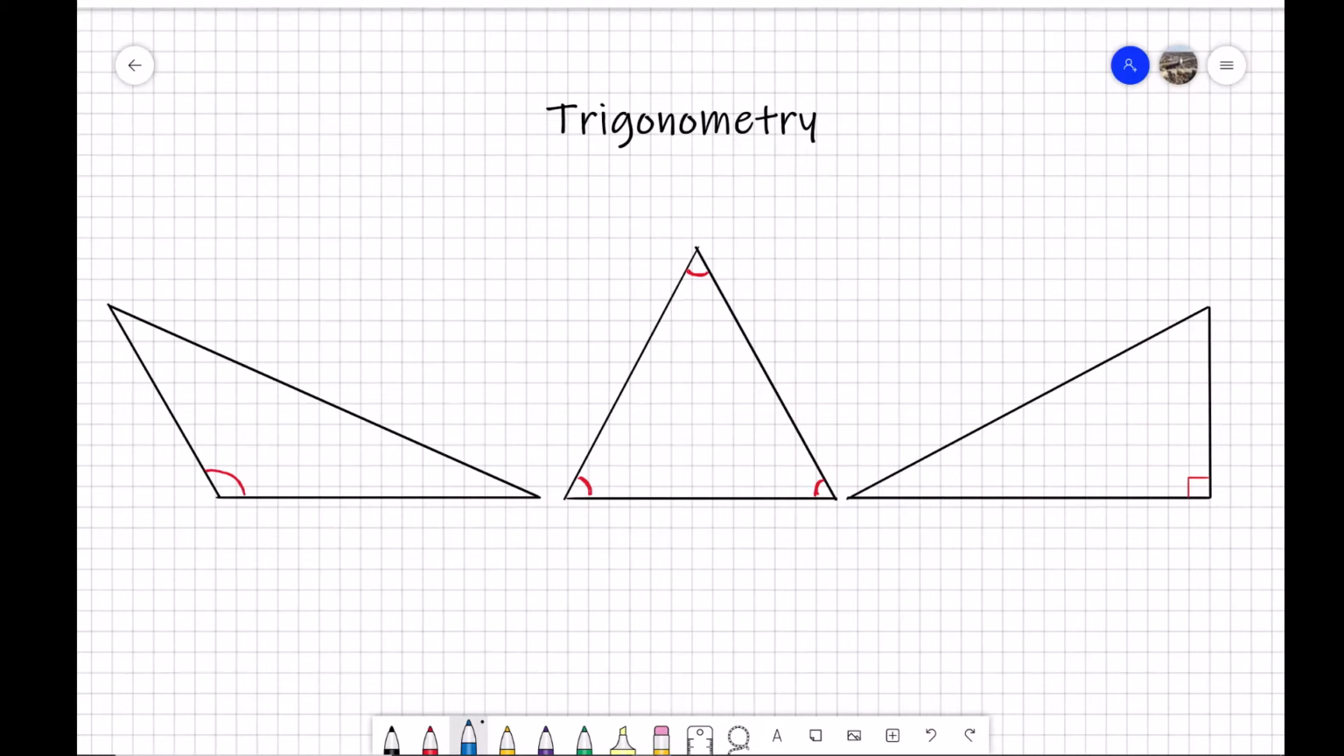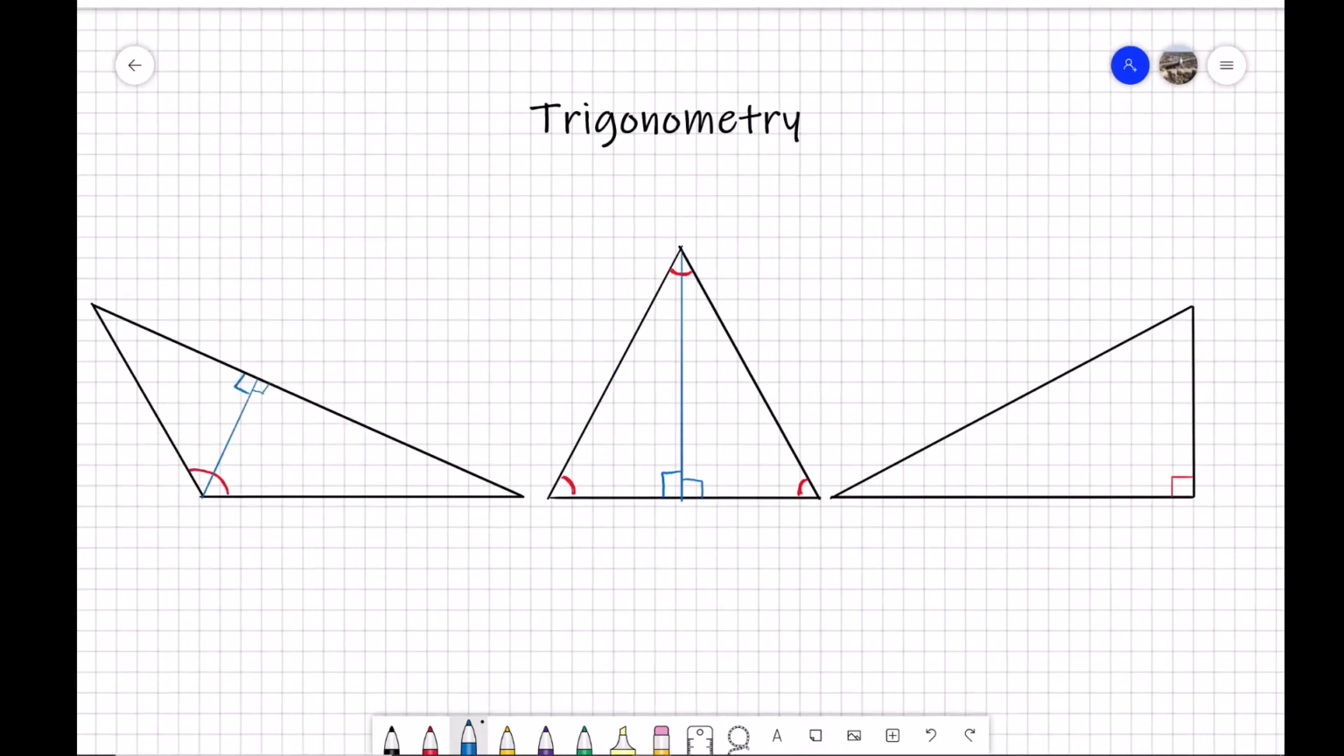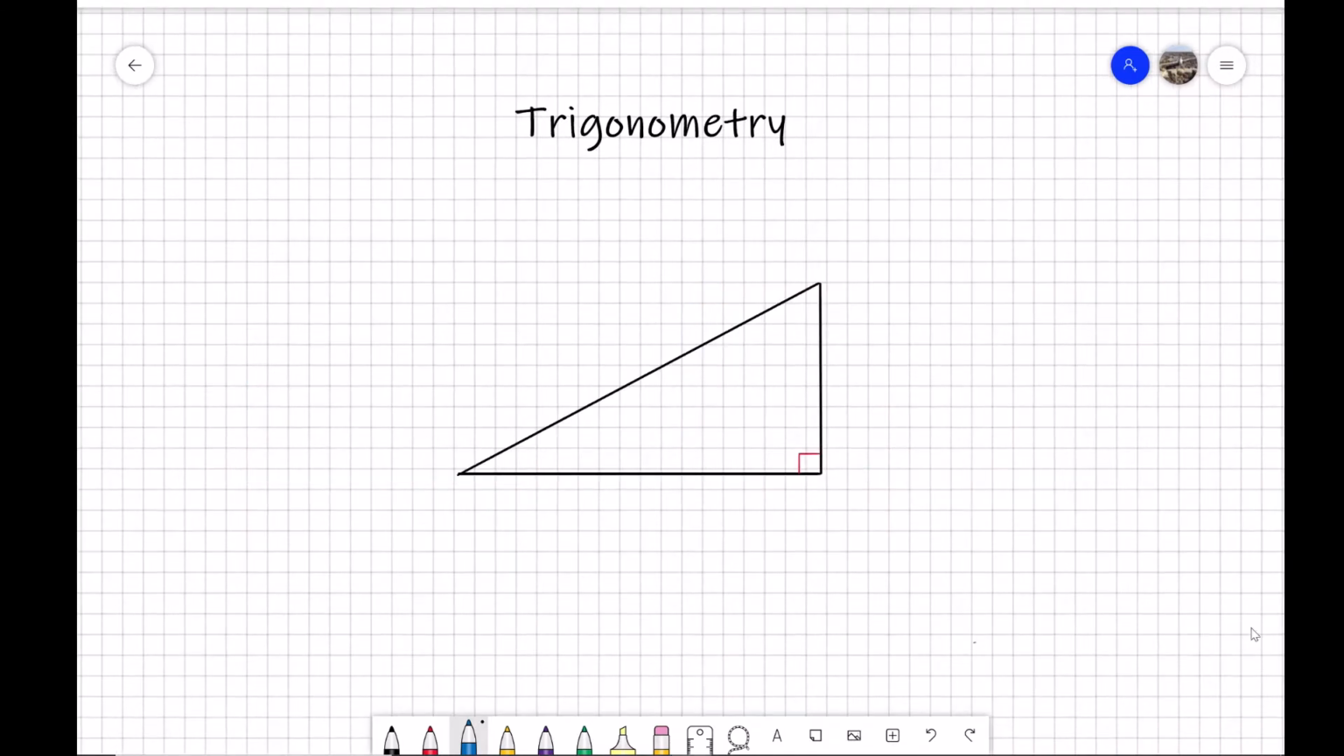Now, the most important triangle is the right triangle because we can find right triangles in any kind of triangles. Now, in a right triangle, we call the largest side hypotenuse. And depending on the angle we choose, we have our adjacent side and the opposite side.